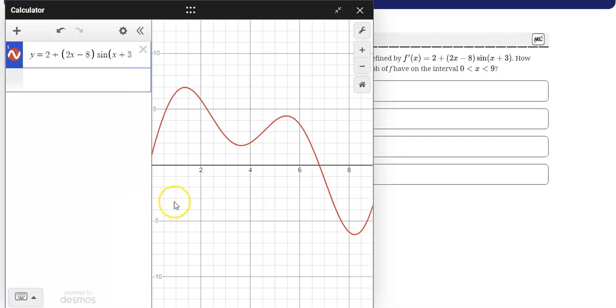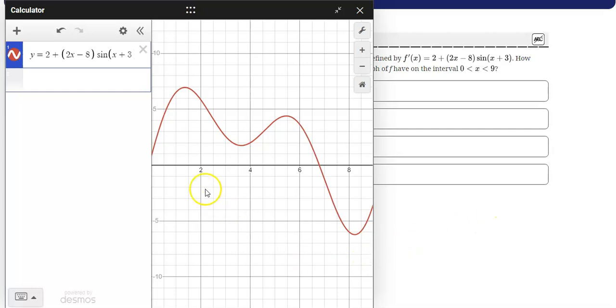So check out this graph. Now keep in mind this is a graph of f prime. So f prime works its way up, then down, then up, then down, then up a little bit at the end. The question here is, how many points of inflection does f have? Now we would need to know how many times the second derivative changes signs in order to answer that question.